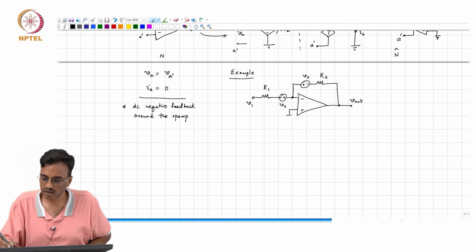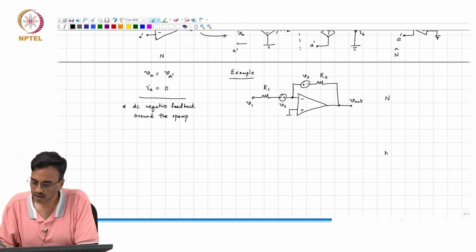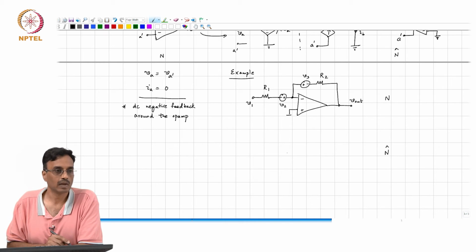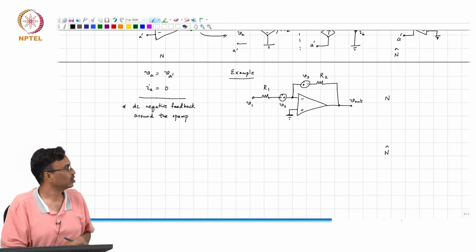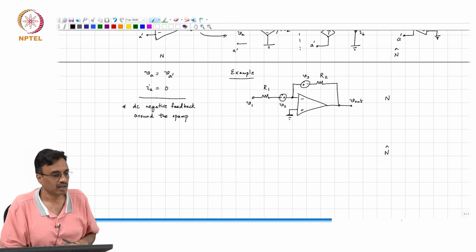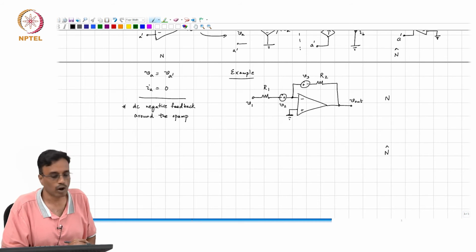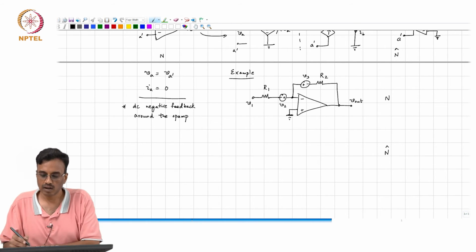So, help me, this is n. So, the first step is to draw n hat. So, what are we going to replace the op amp by? In this network, it just incidentally turns out that the input port of the op amp has also one terminal grounded, right. The output port anyway has only one terminal accessible, right. Now, what do?